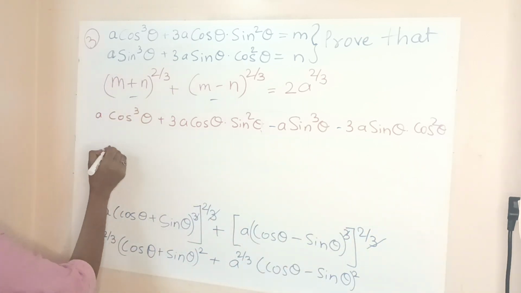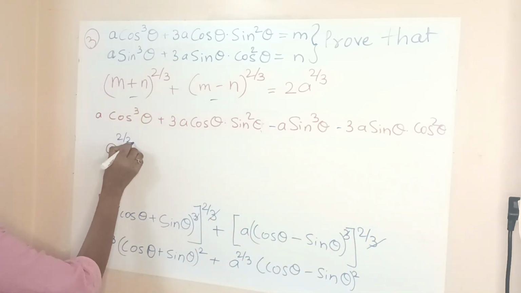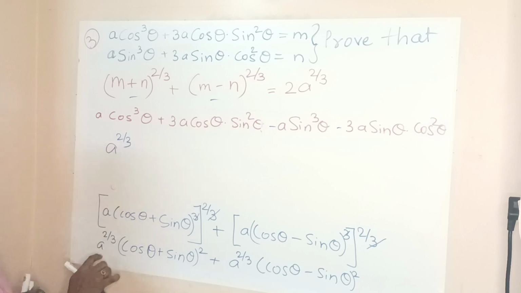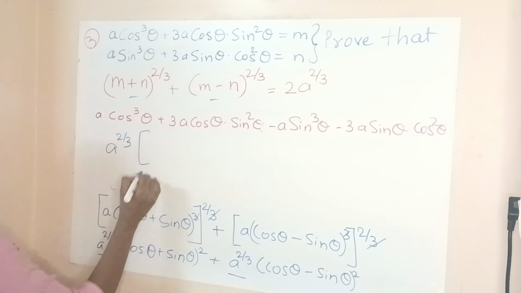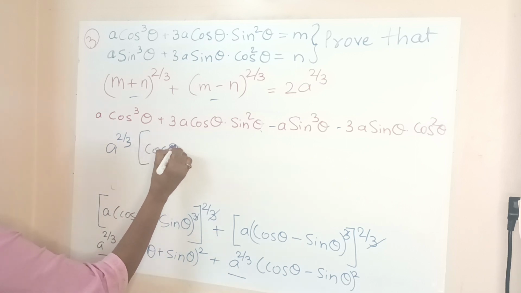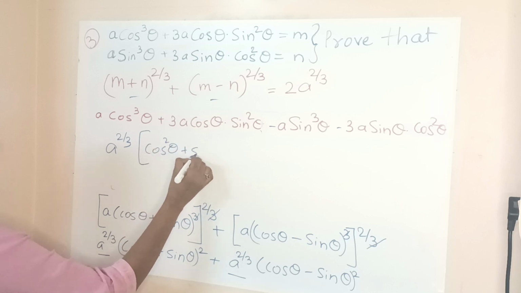Now what will happen? We'll open the bracket. A to the power 2 by 3. Can I write this common? Because here also a to the power 2 by 3, here also a to the power 2 by 3. We'll take common. So what will come inside? cos square theta plus sine square theta.